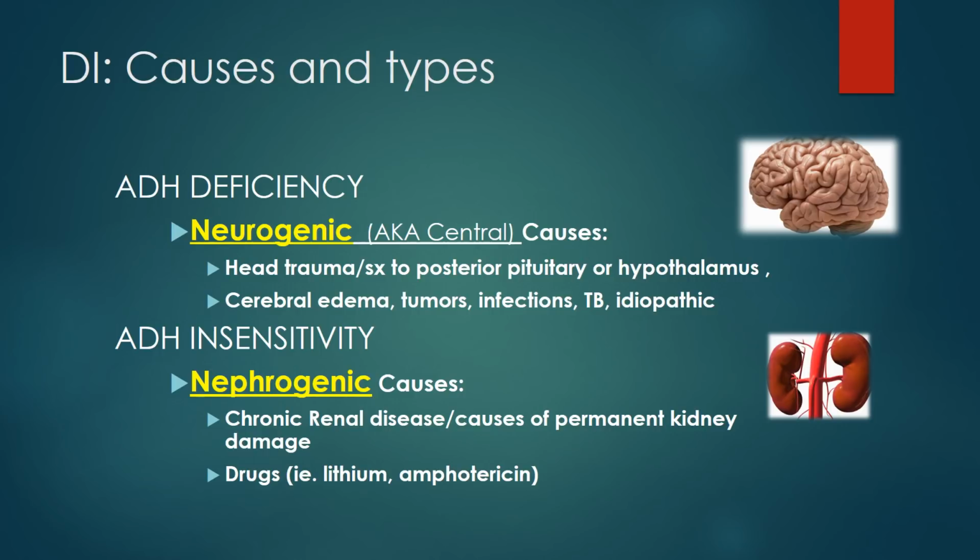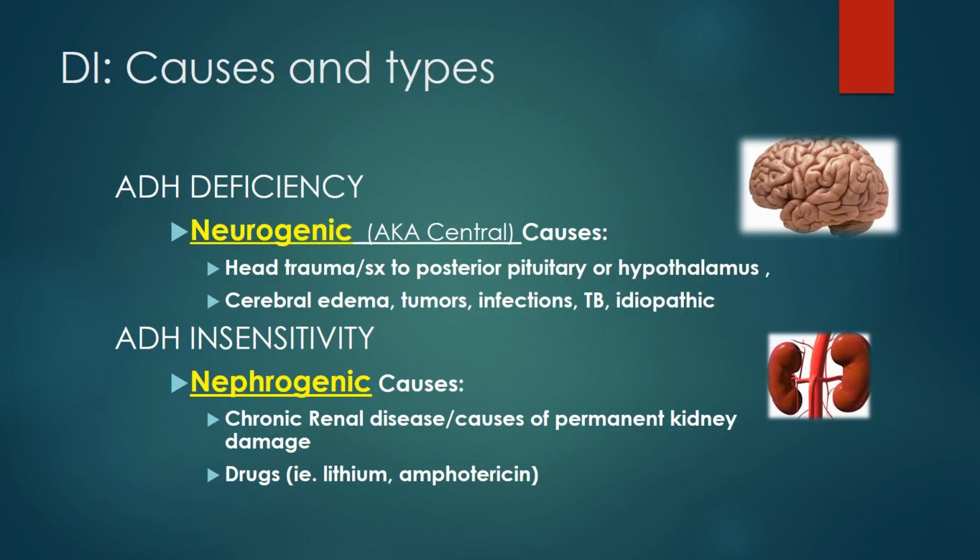So if we have a deficiency in ADH, we're calling this neurogenic, meaning coming from the brain. We also call it central DI. Think of how our brain is part of our central nervous system. So central diabetes insipidus can be caused by brain problems. For example, cerebral edema, tumors, infections in the brain, even tuberculosis that has affected the brain. It can also be idiopathic, meaning we don't really know why the hypothalamus is not producing enough ADH, but it isn't. Now remember our second cause.